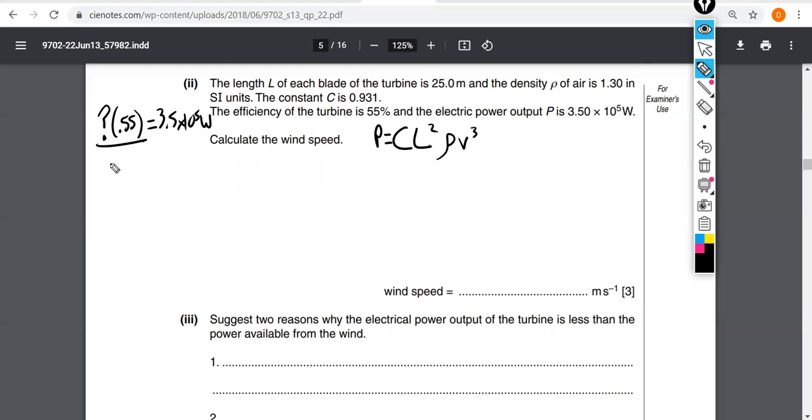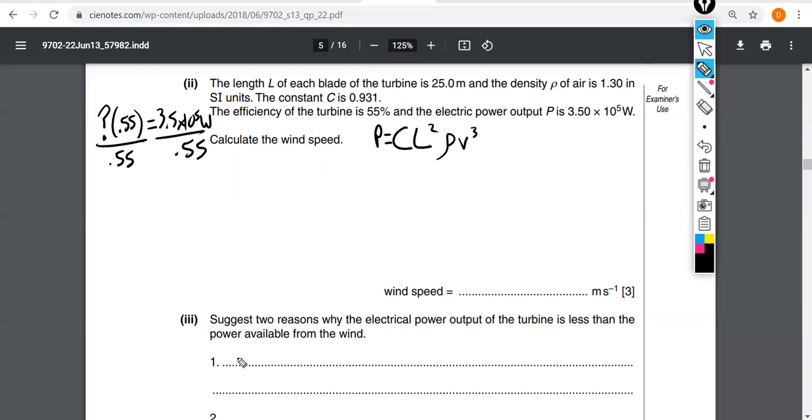So mathematically now I can divide each side by 0.55. And then you could think to yourself, if I divide by a number less than 1, what happens to my answer? It's bigger, right? And it should be bigger, because there's more energy in the wind than there is output power, because my machine is not more than 100% efficient, just like any machine. No machines are more than 100% efficient. So we've lost some energy.